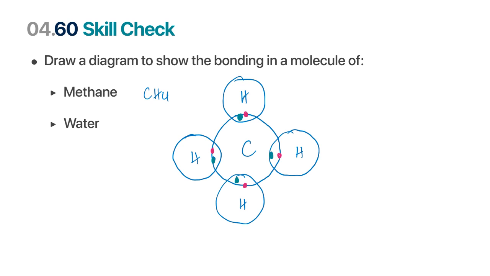Right? And that's what methane looks like. The display formula for methane is going to look like this. A little easier to understand. Each line over here is again a shared pair of electrons. This is what it looks like. Let's try doing it for water as well.